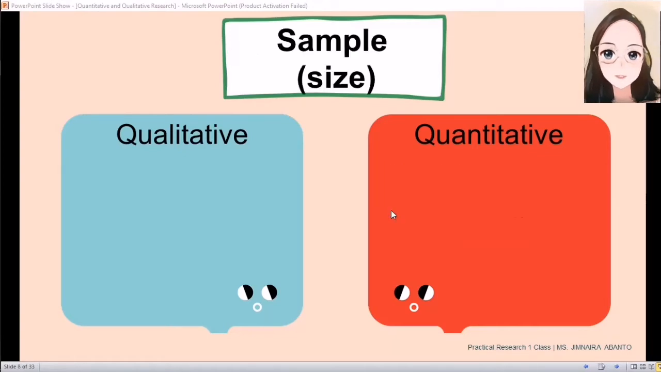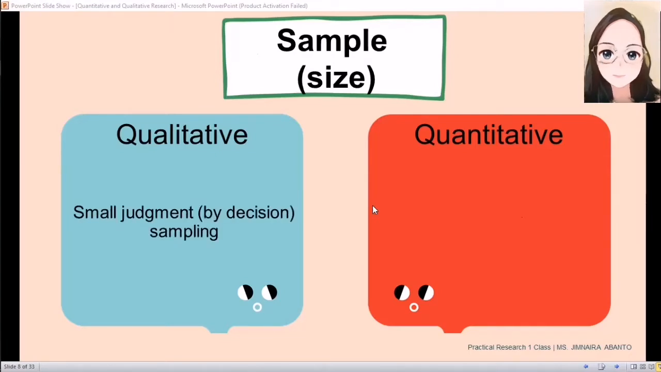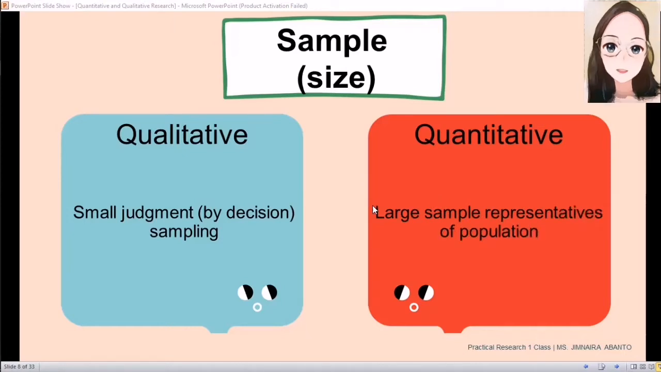In terms of sample size, in qualitative research, a small, judgment-by-decision sample. So smaller and not randomly selected. So purposive, intent to select a small, not necessarily representative sample in order to get in-depth understanding. In quantitative research, a large sample representative of the population. So larger and randomly selected. So random, intended to select a large representative sample in order to generalize results to a population.